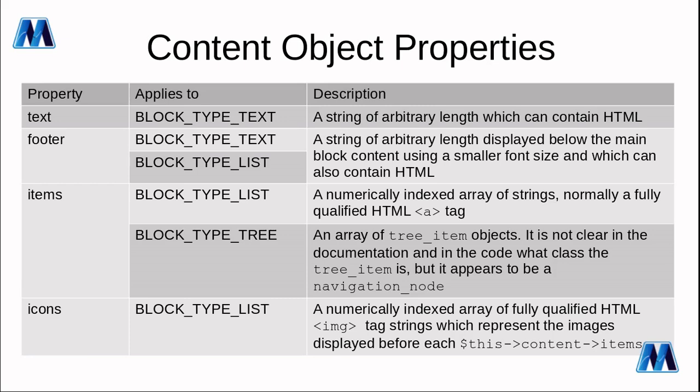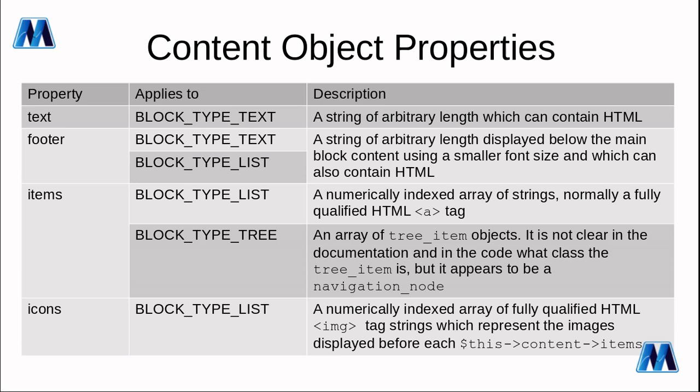So our content object properties. The properties that are available are text, footer, items, and icons. So text relates only to the text type block, and it's basically your actual string content, which of course can contain HTML. Footer is applicable to both text and list, and basically some text that will be displayed below the proper content for the block, usually in a smaller font, and can contain HTML as well. So you've got a little footer.